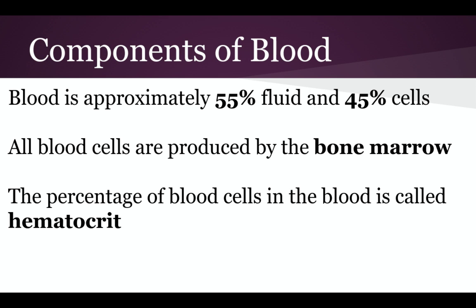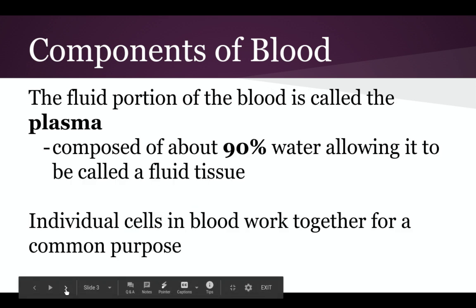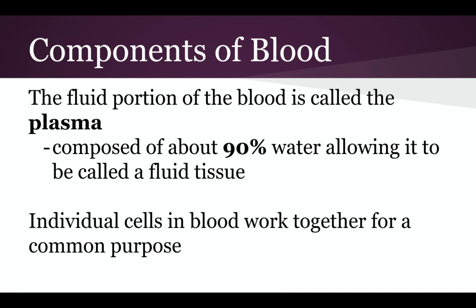Okay, so looking at what blood's made of, blood is approximately 55% fluid and 45% cells. All blood cells are produced by the bone marrow, as we talked about in our last unit. The percentage of blood cells in blood is called a hematocrit. The fluid portion of the blood is called plasma. It's composed of about 90% water, allowing it to be called a fluid tissue. Individual cells in the blood work together to form a common purpose.